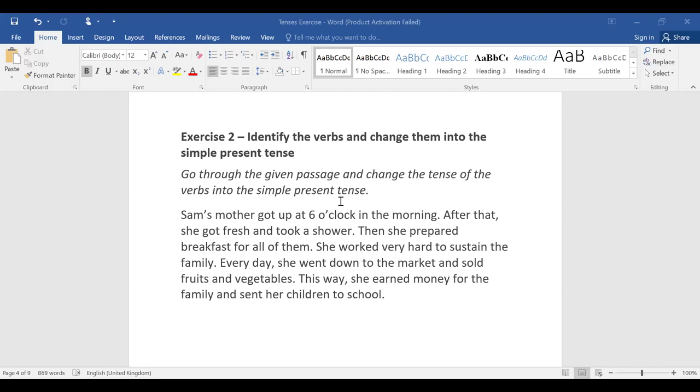Okay, are we done now? Now, how many verbs are in this passage? How many verbs did you find? Nine. You saw nine verbs. Any other? 10. Okay, somebody said nine.